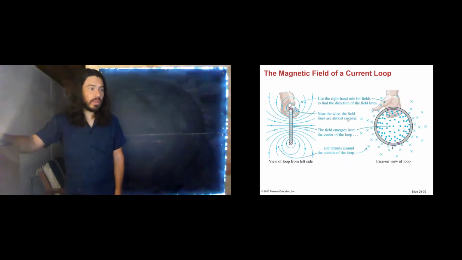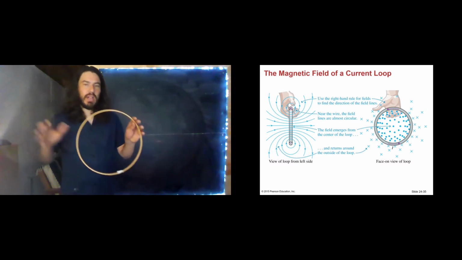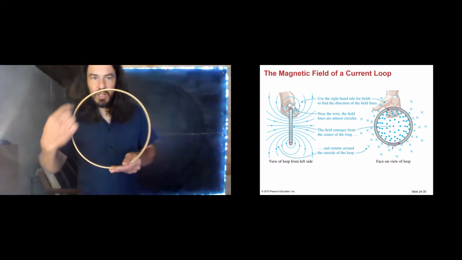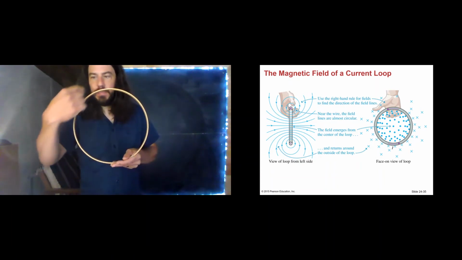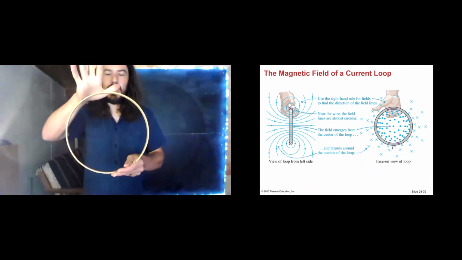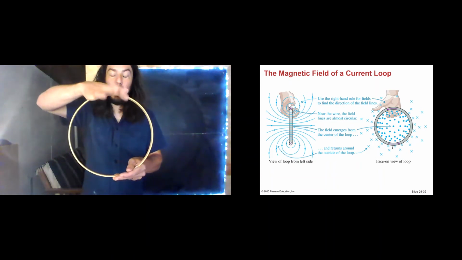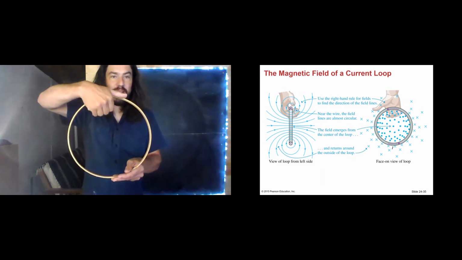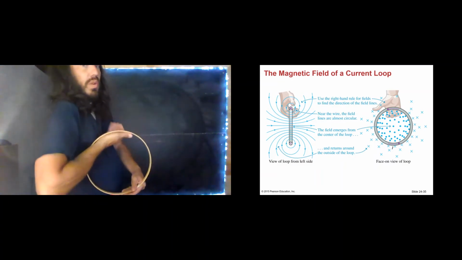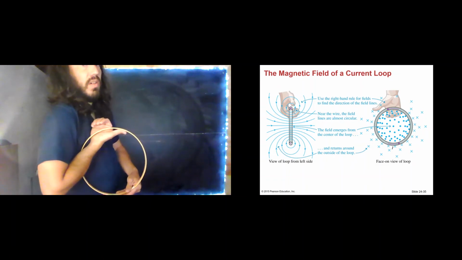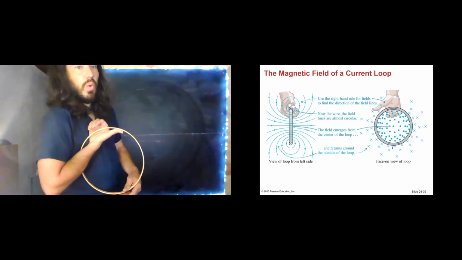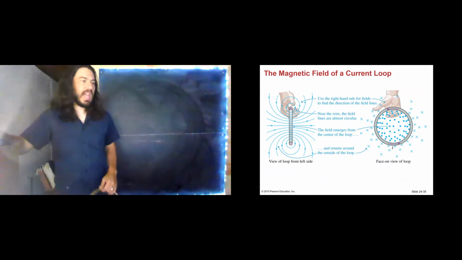So we can use right-hand rule number 1 to determine the direction of the field in our current loop. So here we see our current loop, and if the current is going like this, then we see that the field is coming towards me on the inside and towards you on the outside. Again, we're using that right-hand rule number 1, as indicated here.